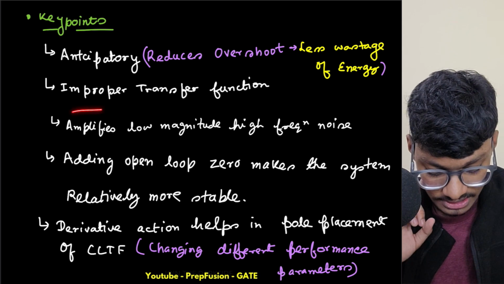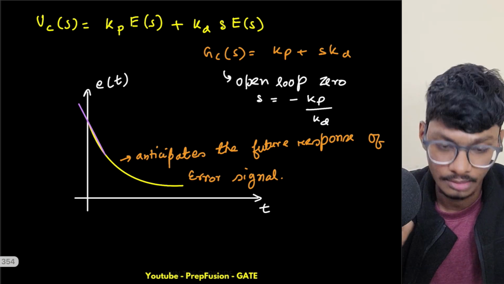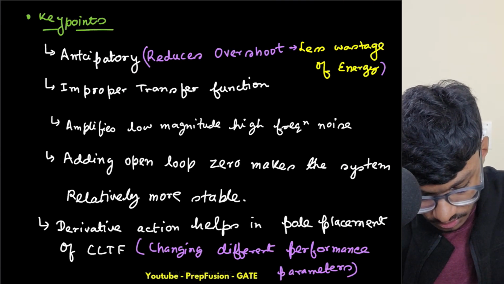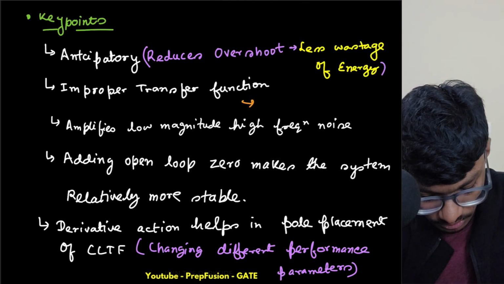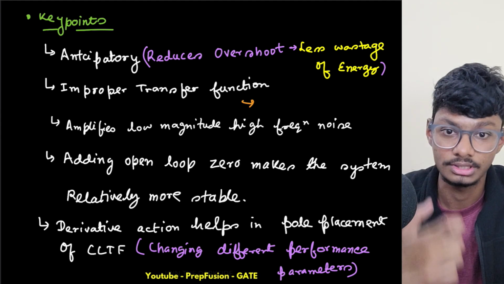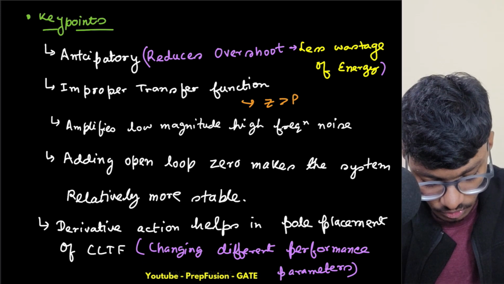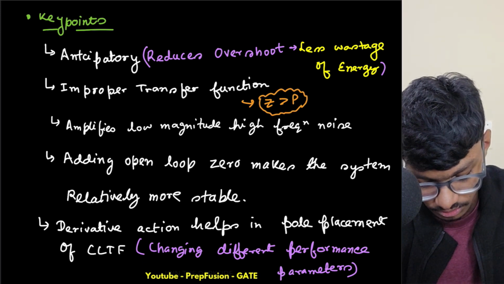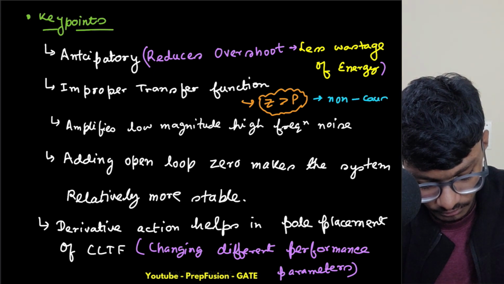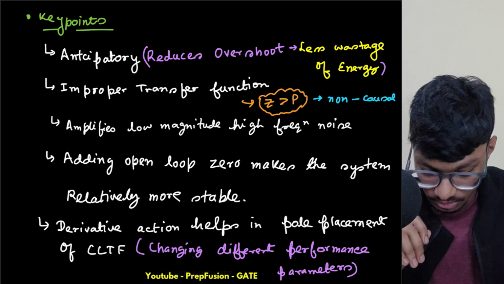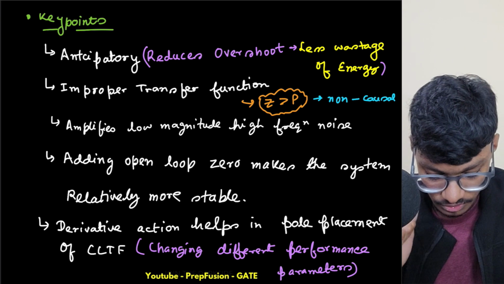The second point is that it is an improper transfer function. Improper transfer function means number of zeros is greater than number of poles. Sorry, I was telling the opposite. Number of zeros is more than number of poles. So this system will be non-causal. We will understand what the problem with non-causal is, but let's read the other points also.